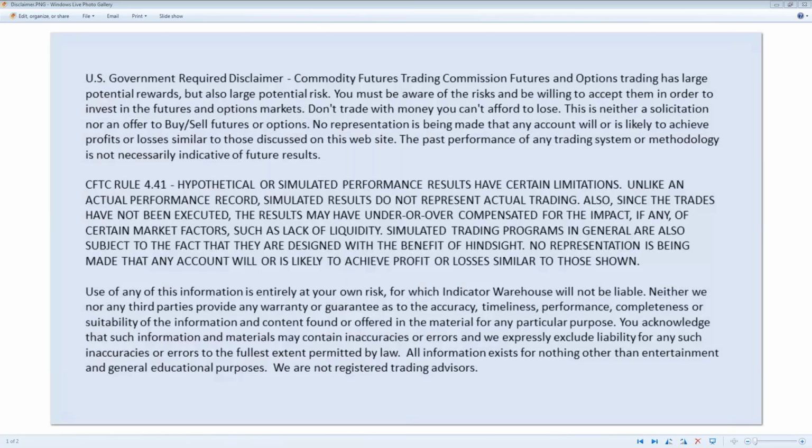Oh, here, let's get the screen share working. All right, you should be able to see my monitor now.